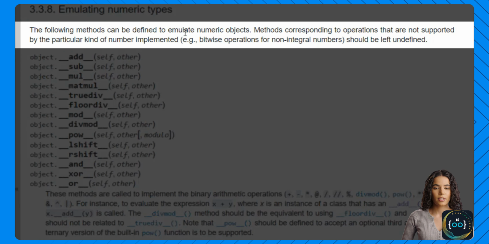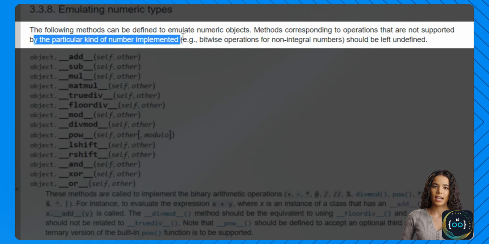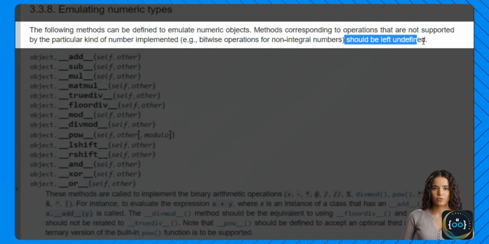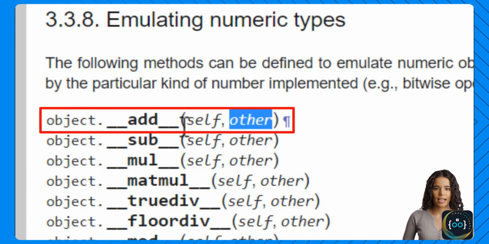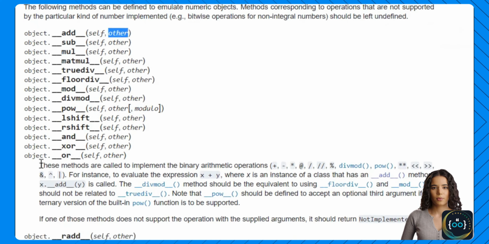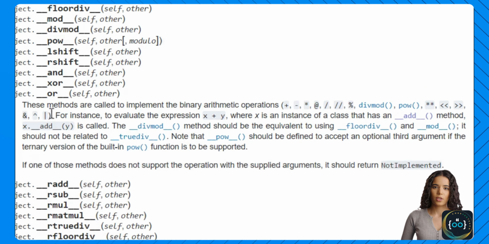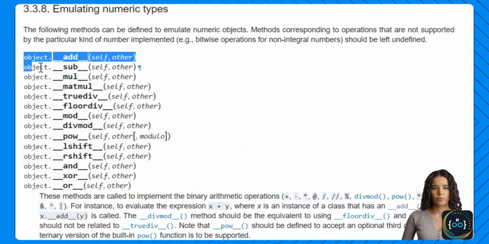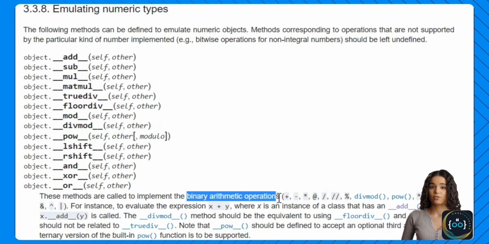The following methods can be defined to emulate numeric objects. Methods corresponding to operations that are not supported by the particular kind of number implemented should be left undefined. Right here we can see that this method takes 2 parameters, self and other, the 2 operands that will be involved in the operation. Let's see what it says right here. These methods are called to implement the binary arithmetic operations. You can see all the operations right here with the corresponding symbols, because all of these special methods can be customized and they correspond to binary arithmetic operations.